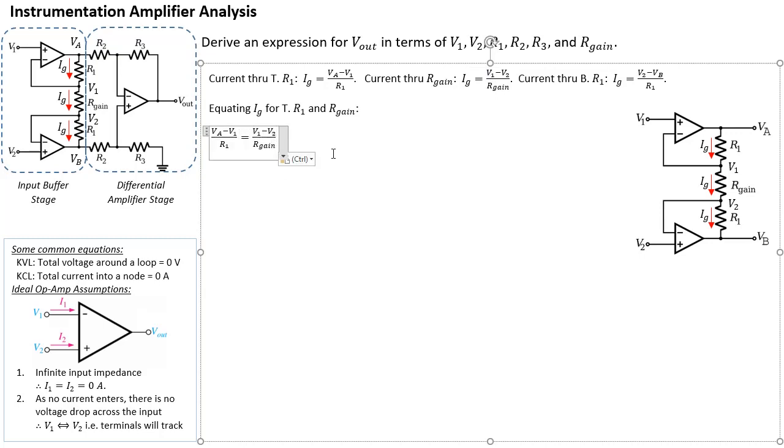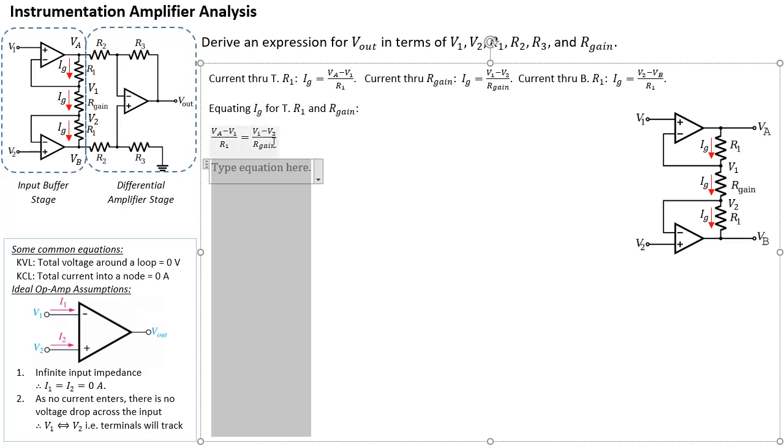All right. So what we want to do here is convert this equation into VA equals something. I'm just going to continue at the bottom here, and move R1 across to the other side. Then I'll have VA minus V1 on the left, and on the right R1 divided by R gain multiplied by V1 minus V2. So let's do that first.